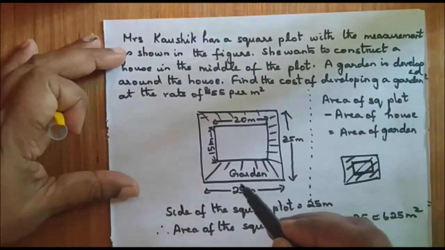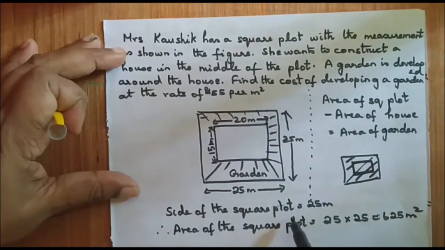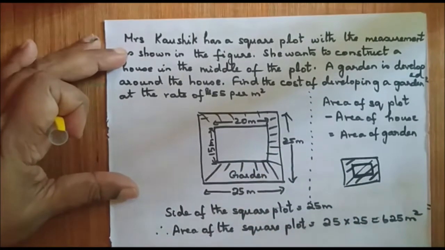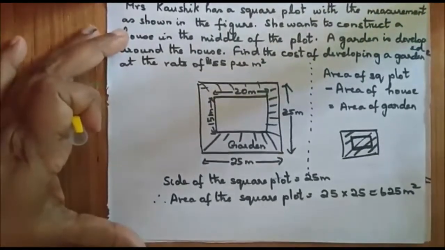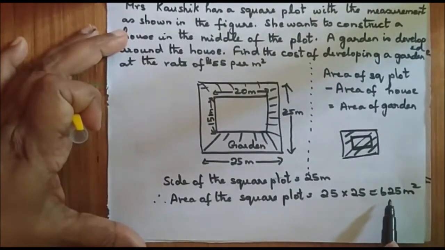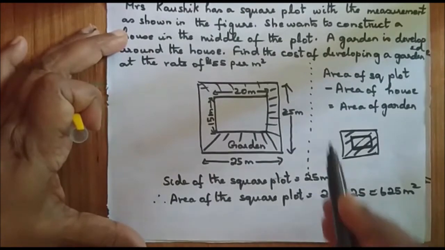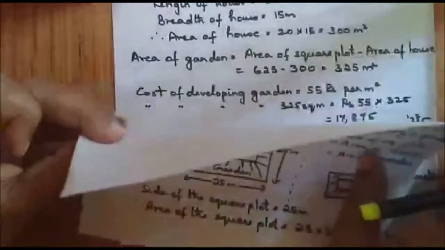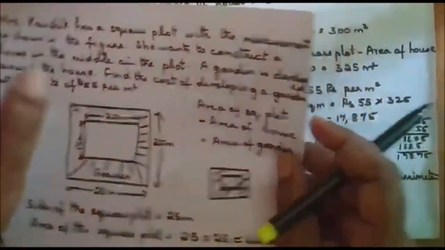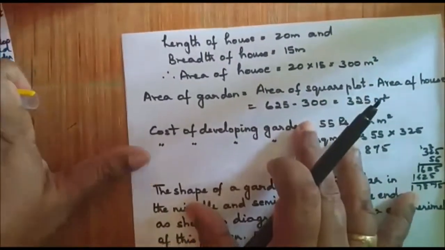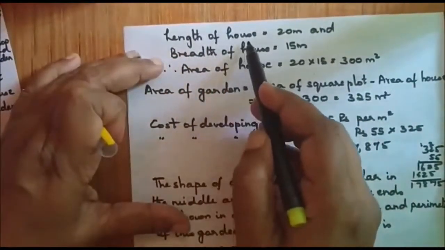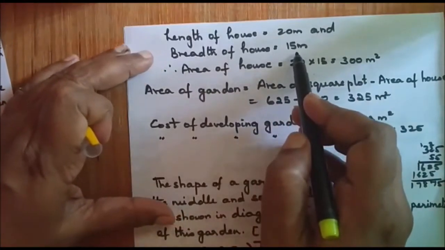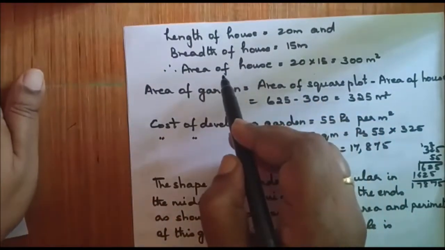Now, what is the side of the square plot? It is given that the side is 25 meters. Therefore, the area of the square plot is nothing but 25 into 25, which is equal to 625 meters squared. I hope you get it. Now we have to find the area of the house. What is the length of the house? The length of the house is 20 meters and the breadth of the house is 15 meters. It is given in the diagram.